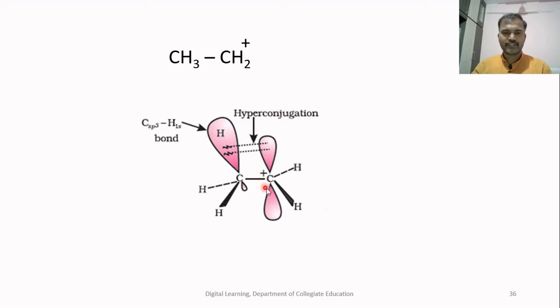Hyperconjugation stabilizes the carbocation because the electrons of the sigma bond help to disperse the positive charge on this carbon atom. As the number of hyperconjugation interactions increases, the stability of the carbocation also increases. So, the concept of hyperconjugation can be used to explain the stability of carbocations, or to compare the stability of different carbocations.